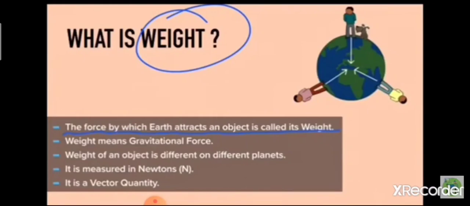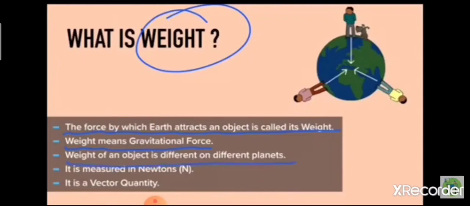So due to the gravity, weight can change from one planet to another because they have different gravity. On earth there is different gravity, even on the moon there is different gravity. So now you know that weight means gravitational force. So weight of an object is different on different planets because the planets have different gravitational force. So that's why weight will also change on different planets.